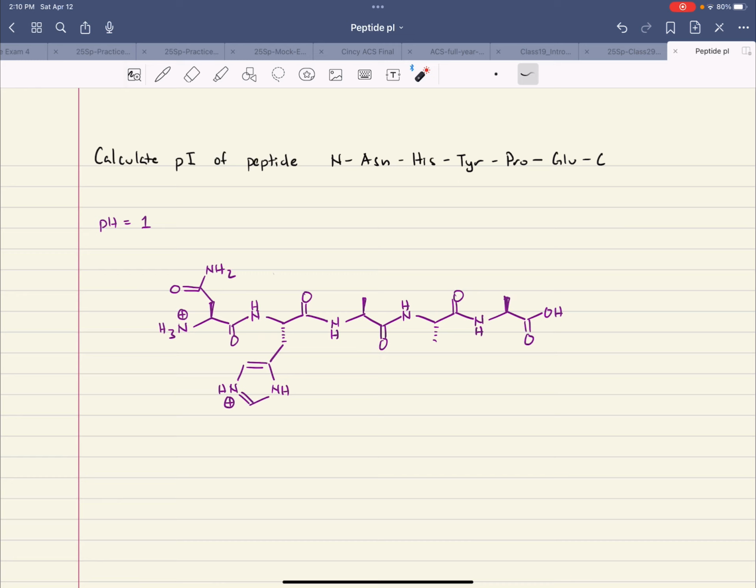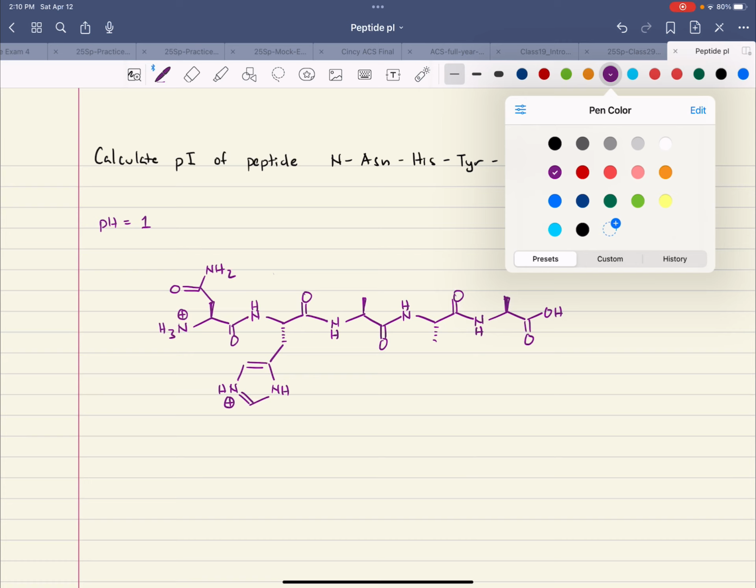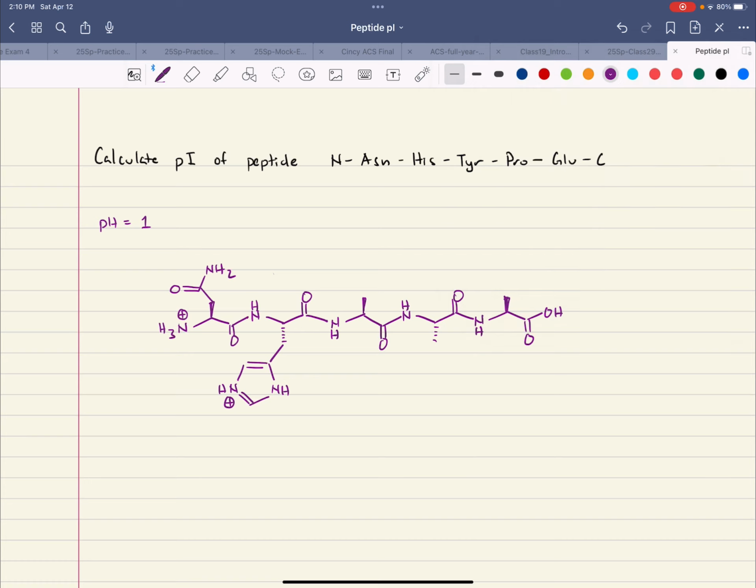Next is tyrosine. Why tyrosine? I purposely made a fairly difficult peptide. Difficult in the sense that sometimes students don't know what protonation state to draw the R group in. Tyrosine is one of those amino acids. Tyrosine has also a CH2 group and has this OH.